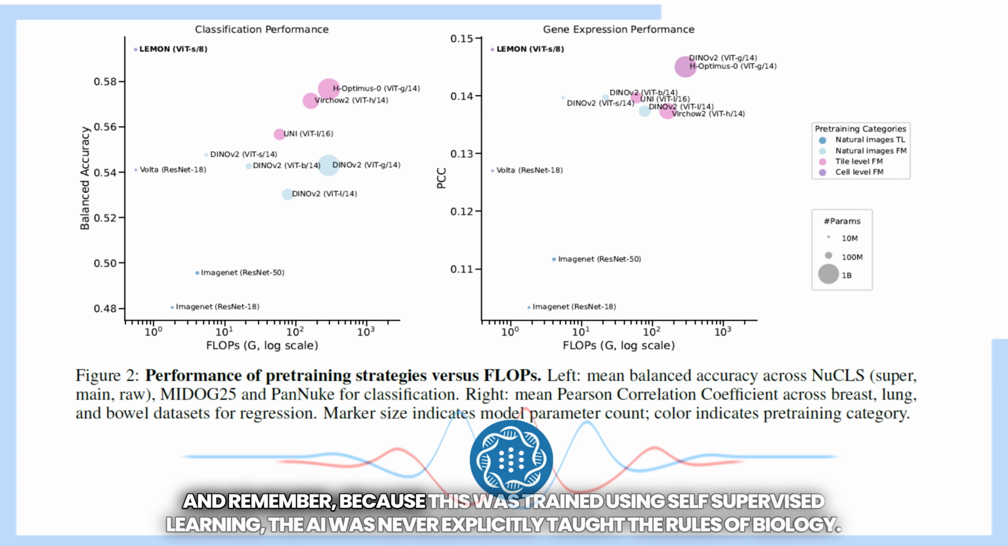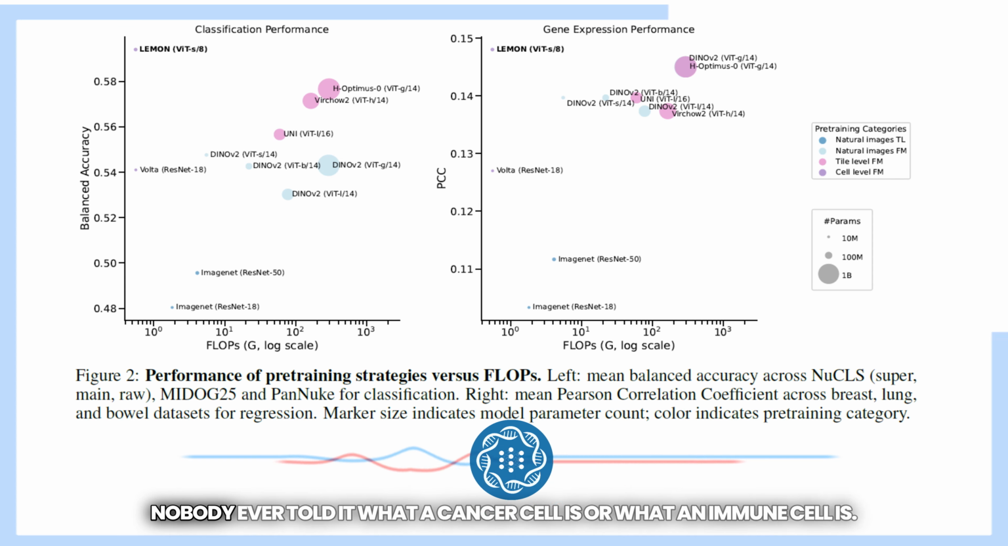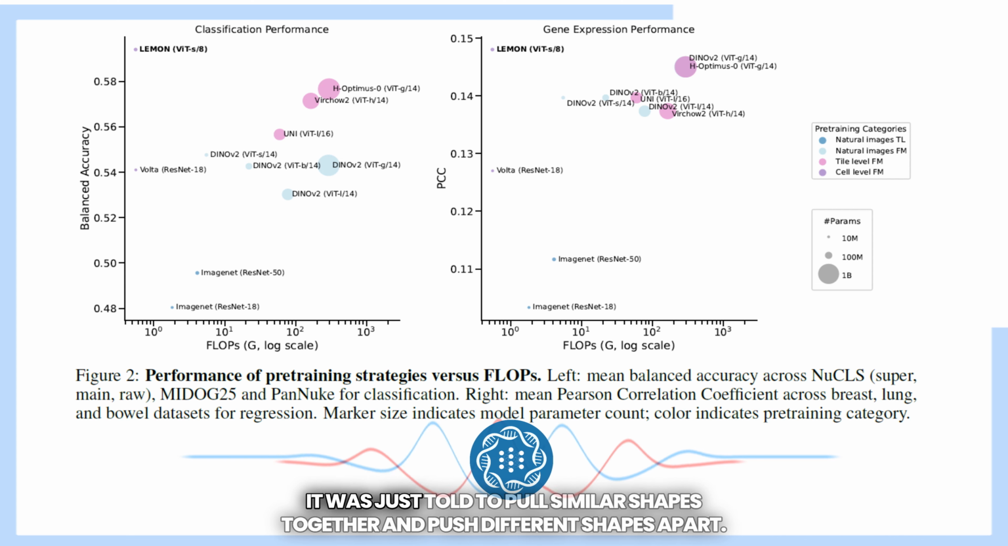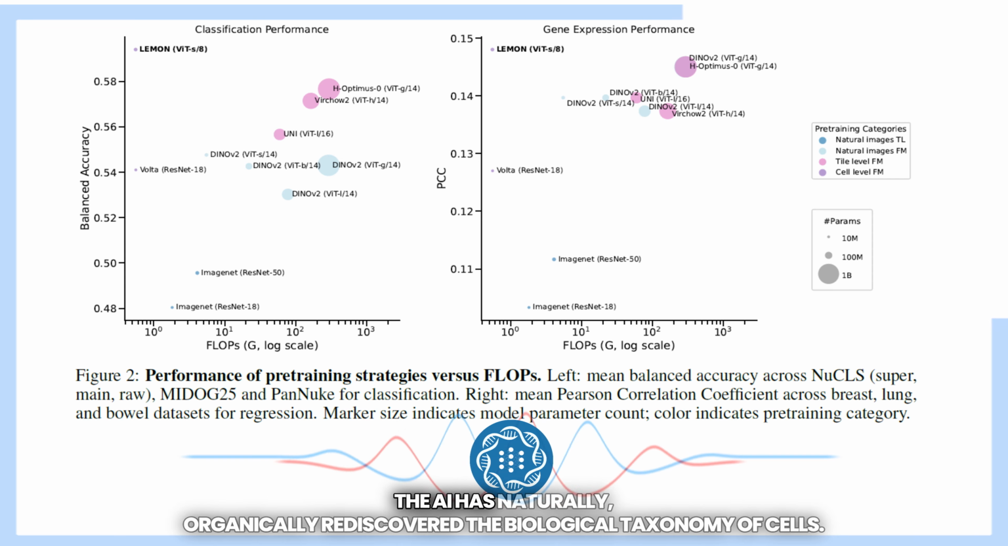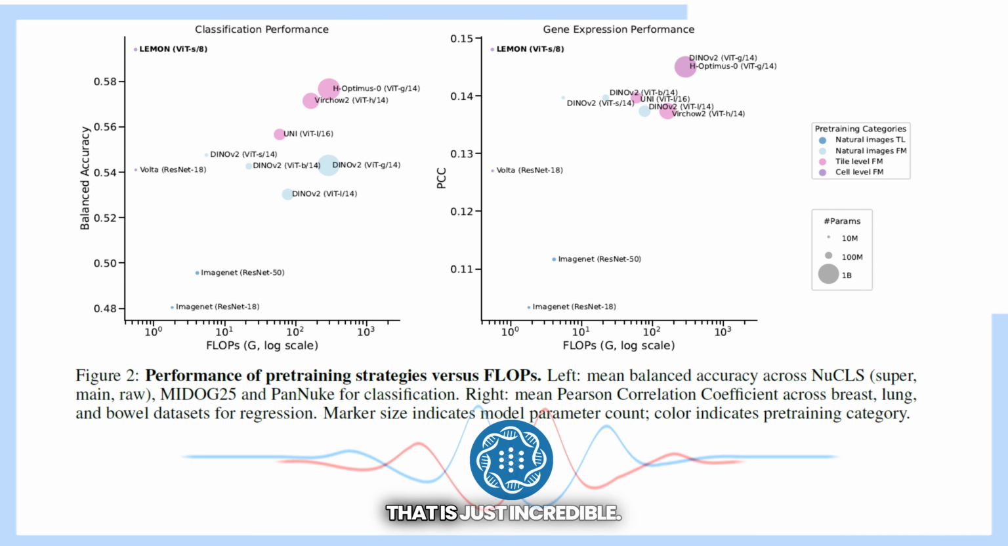And remember, because this was trained using self-supervised learning, the AI was never explicitly taught the rules of biology. Nobody ever told it what a cancer cell is or what an immune cell is. Not once. It was just told to pull similar shapes together and push different shapes apart. Yet, when you look at the flattened Y projection of Lemon's latent space, the AI has naturally, organically rediscovered the biological taxonomy of cells. That is just incredible.